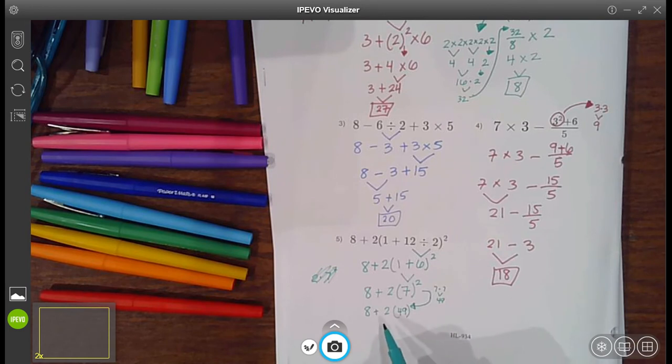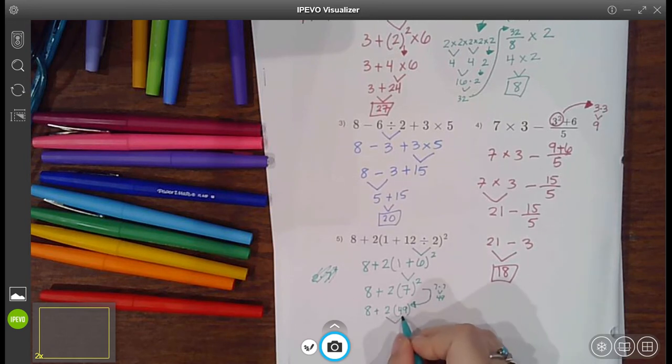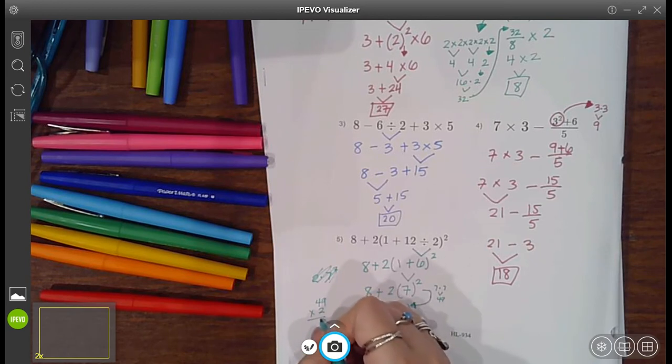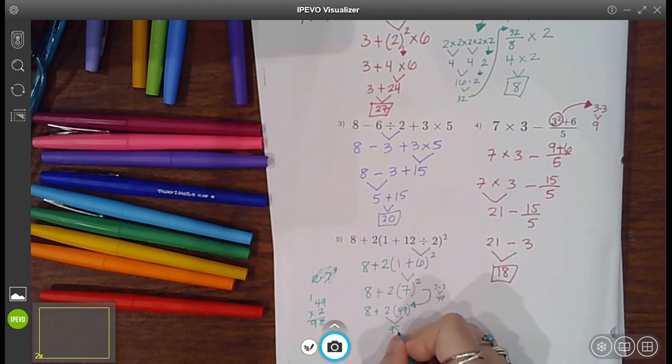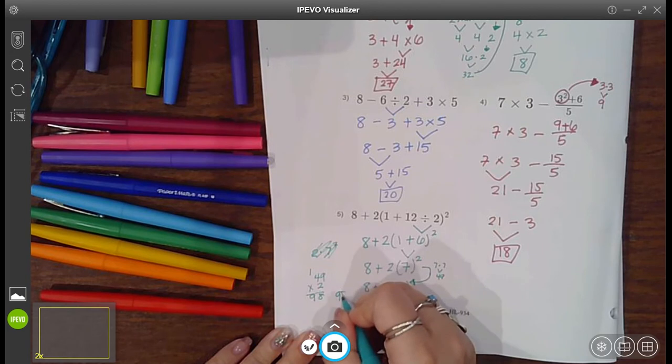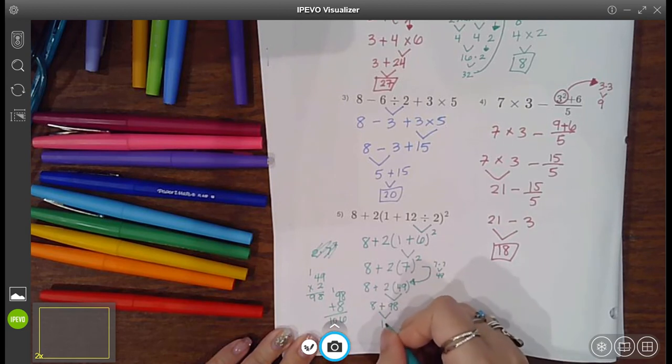Okay, now you have a multiplication and an addition. What do you do first? Okay, parentheses are down to a single number, exponents are gone, so I take care of the multiplication or division first. 49 times 2 is 98, plus 8. And 98 plus 8, let's go ahead and add those. That's 106.